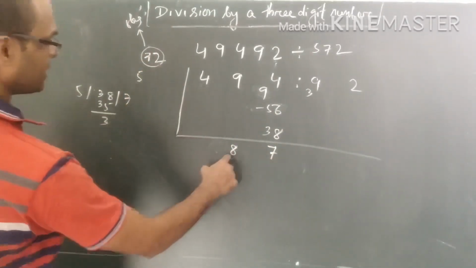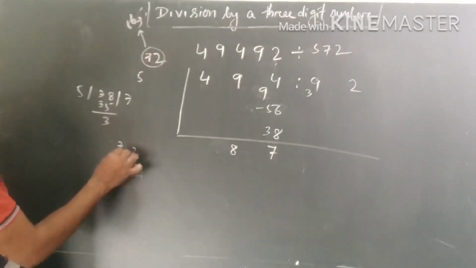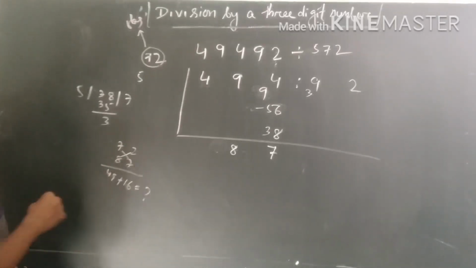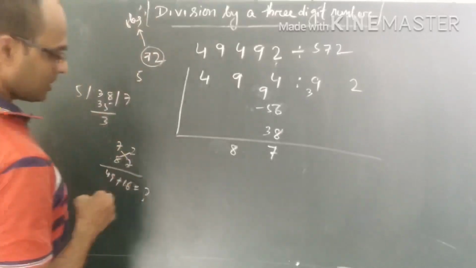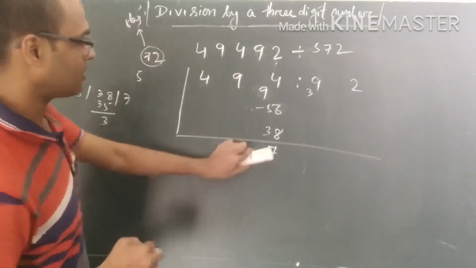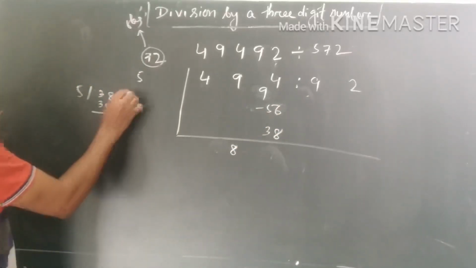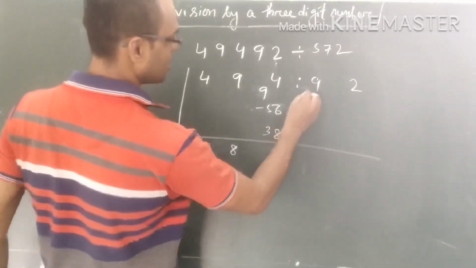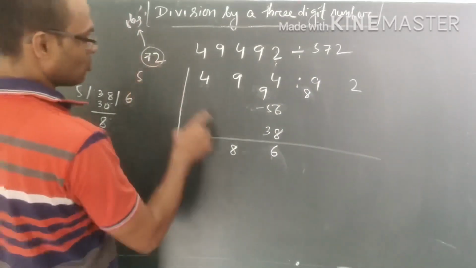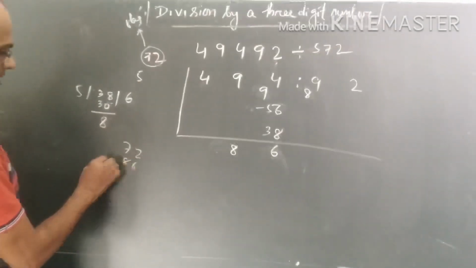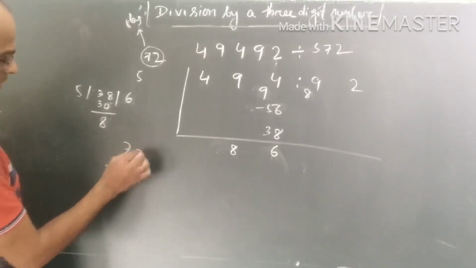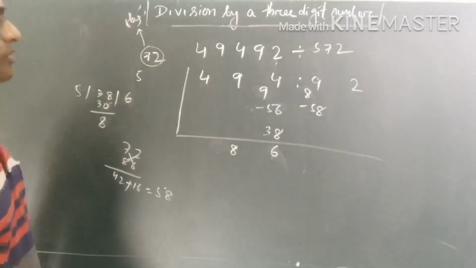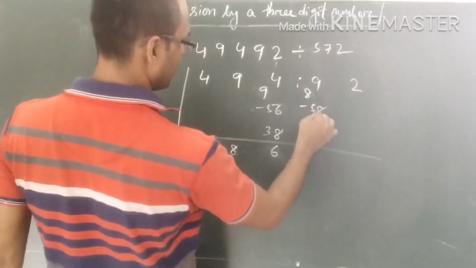Take 72 with 87. If you crisscross here, 7 into 7, 49, plus 8 into 2, 16. Whatever the answer will come, it will be more than 39. That means we have to go one step backward here. Now this is actually 6. So 5 into 6, 30. So the remainder will be 8. So put 6 here, put 8 here. Now 72 with 86. 7 into 6, 42. 8 into 2, 16. So it is 58. And this 58 will be subtracted. 9 minus 8 is 1. 8 minus 5 is 3.